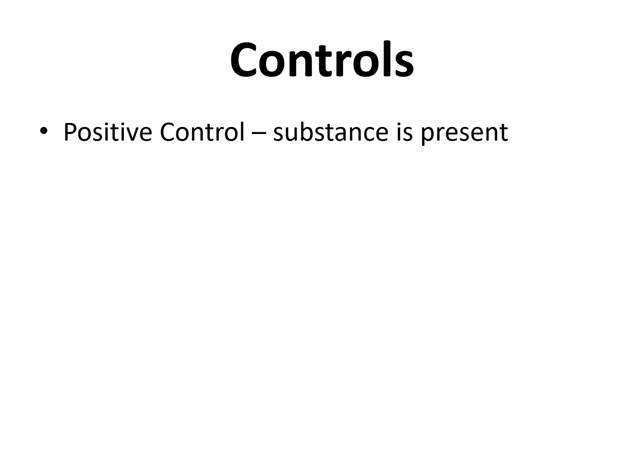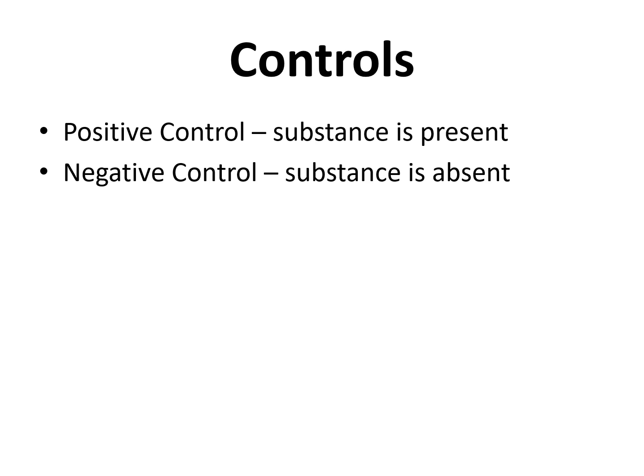The first type of control that you need to include is a positive control. And a positive control is a sample where the substance is present. So if you are performing a starch test, your positive control will be a sample that absolutely contains starch and should react in a positive manner. The second type of control is a negative control, and the negative control is a sample where the substance is absent. And the typical negative control that is often used for most experiments is water.